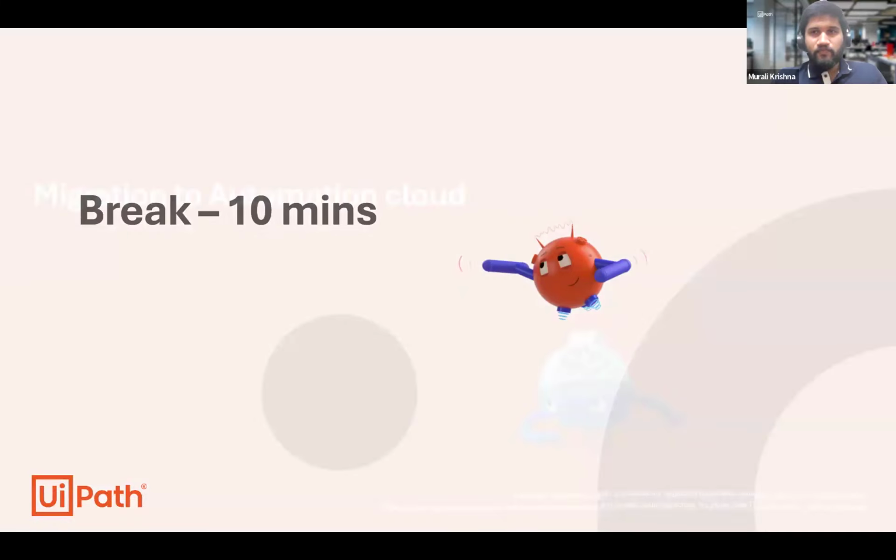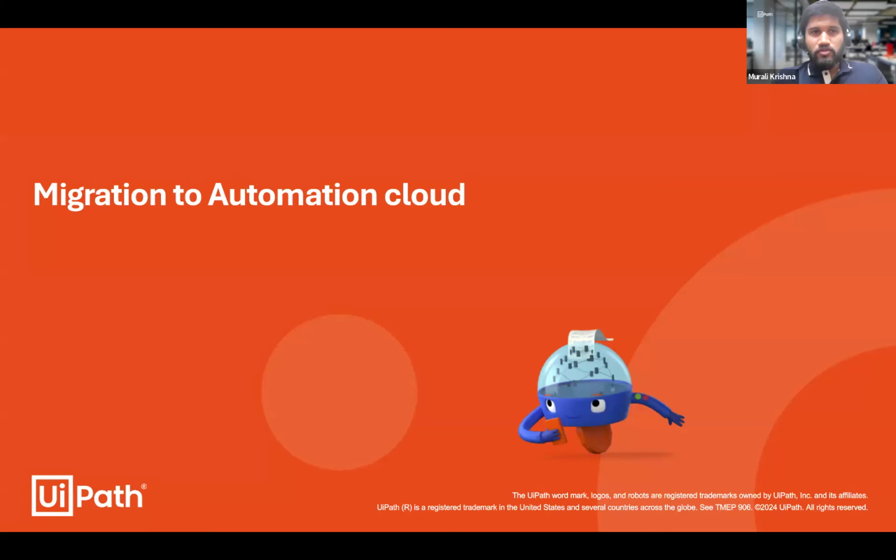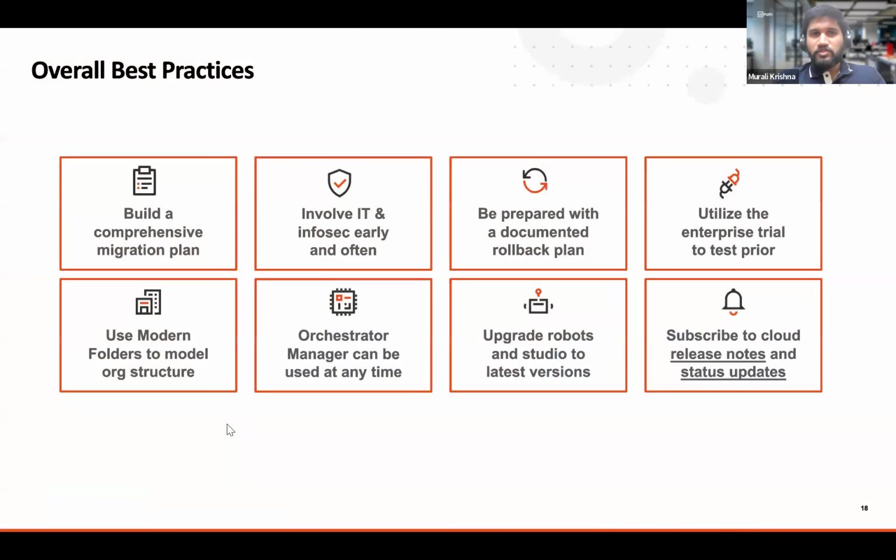So hi team, welcome back. We are covering the next topic on migration to automation cloud. Most of our customers today want to migrate to cloud because they don't want to manage any of the data on their own infrastructure, or do the upgrade plans, and they always want to be on the latest updates. So from the UiPath perspective as well, we recommend our customers be on automation cloud rather than standalone infrastructure.